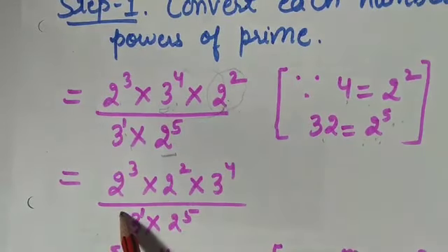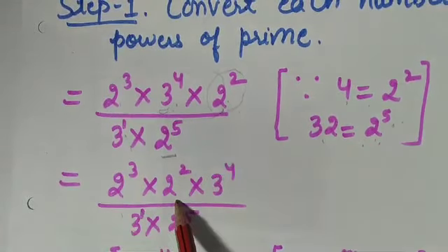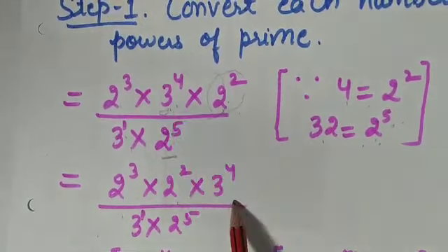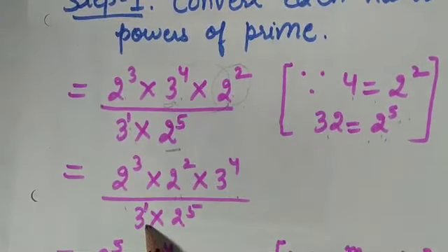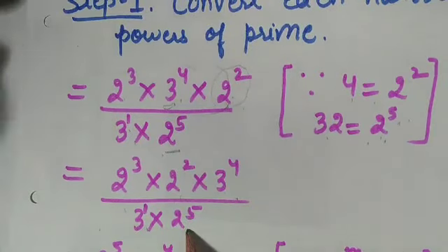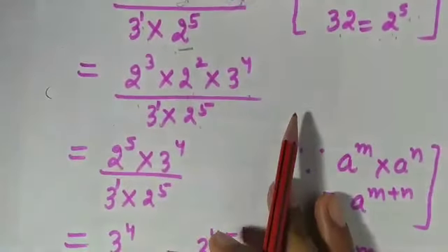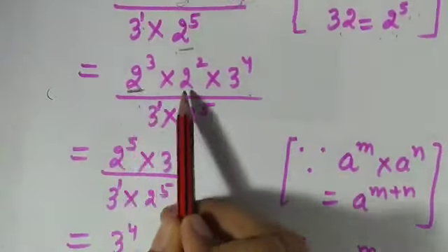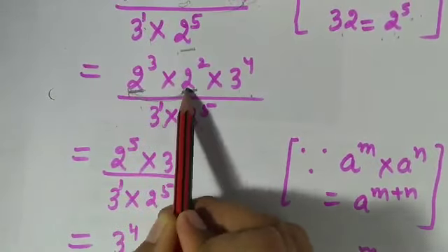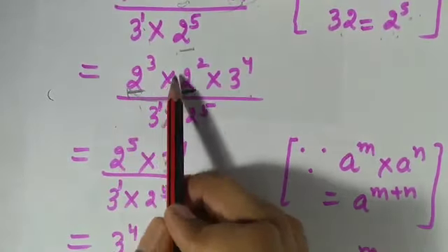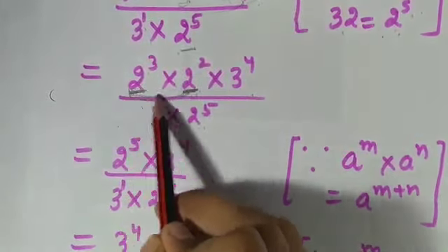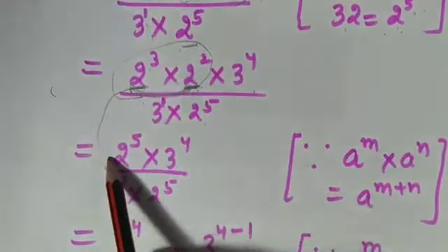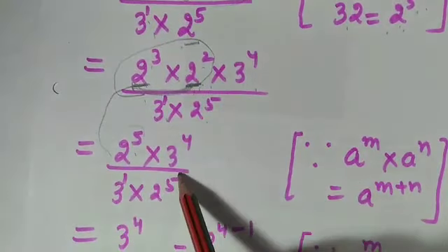So it will be 2 raised to the power 3 into 2 raised to the power 2 into 3 raised to the power 4. Here it remains same, 3 raised to the power 1 into 2 raised to the power 5. Now I am observing that bases are same in these two numbers. Bases are same and in between we have multiplication, so I can add the powers. So on solving it, I will get 2 to the power 5 and this remains same.